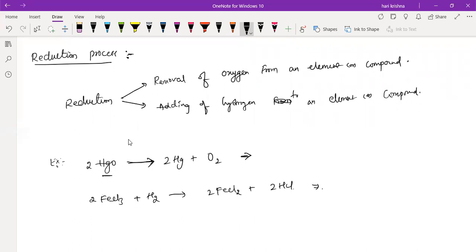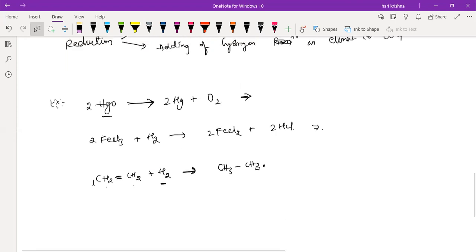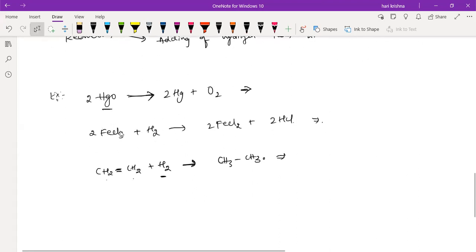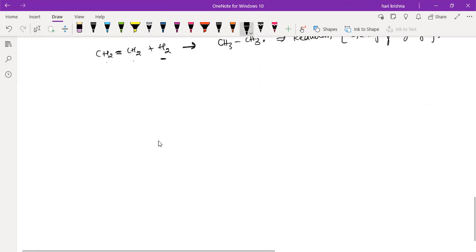Okay, this one we will take as an example for a different thing. We'll take one more organic compound, CH2 double bond CH2 plus hydrogen. That means it will form CH3 single bond CH3. So adding of hydrogen to the CH2 double bond CH2 molecule is an oxidation or reduction? Is it oxidation or reduction? Adding of hydrogen. That means reduction, right? It is also reduction. Either you can add the hydrogen or remove the oxygen. Here removing of oxygen is done. Here adding of hydrogen is done.